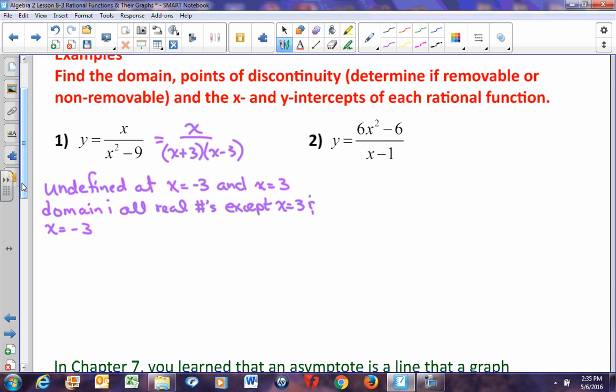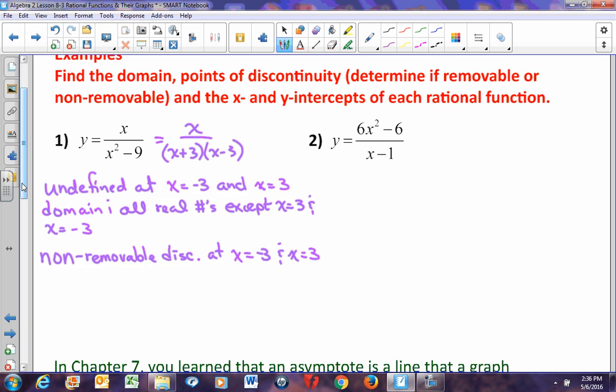I've done that. Now I need to find my points of discontinuity. Okay? So the discontinuity is where I would end up having a 0 in my denominator. So I have discontinuity, and it's non-removable because there's nothing on the top that cancels to the bottom. I have non-removable discontinuity at x equaling negative 3 and x equaling positive 3.